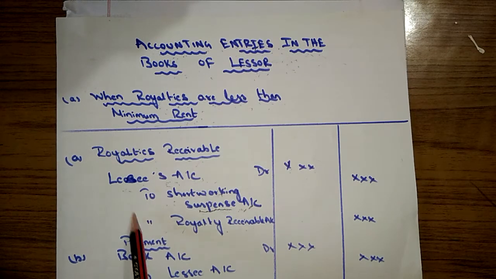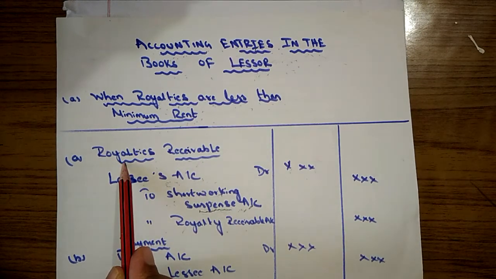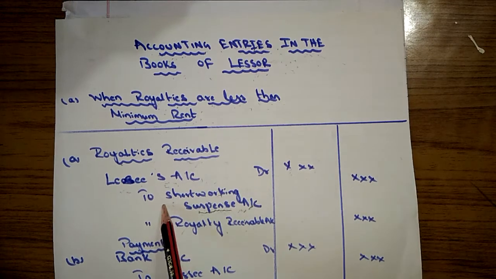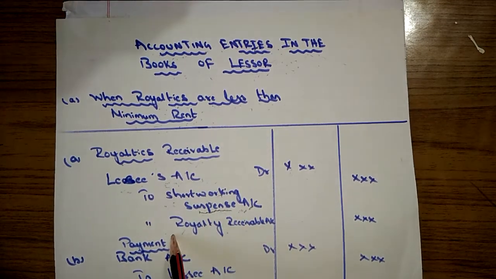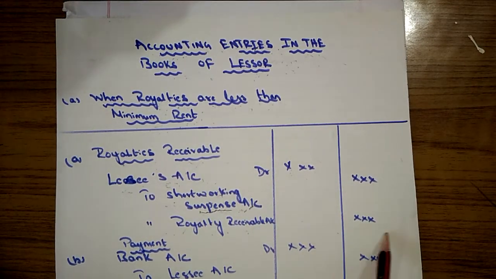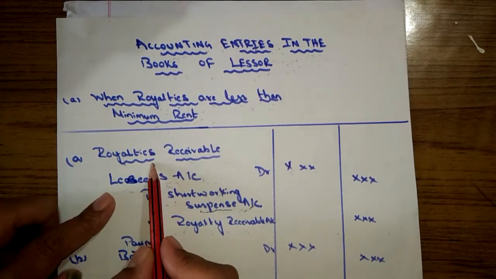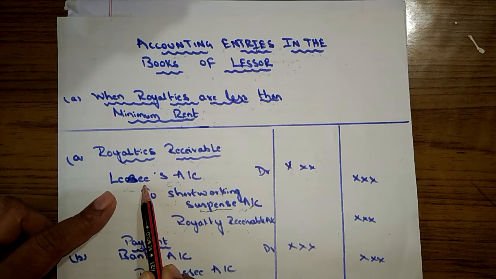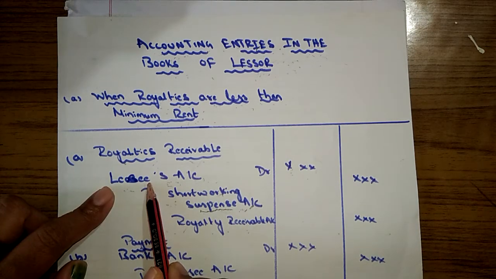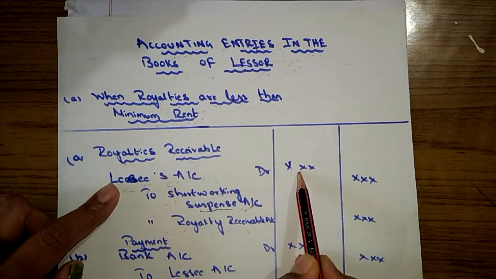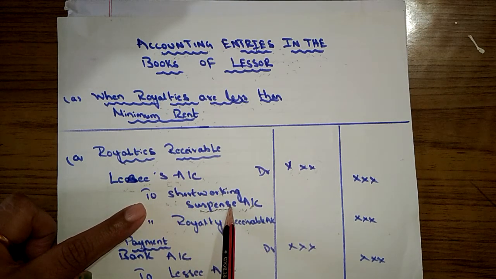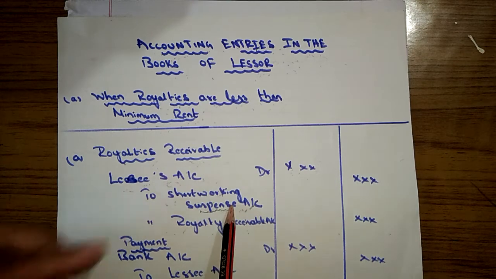So the first entry should be for royalties receivable. Lessee account has to be debited to short working suspense account to royalty receivable account. See here, the lessor is going to receive amount from the lessee. That's the reason we are debiting the lessee account. Then to short working suspense account. This is a new account. Suspense account is a new account.